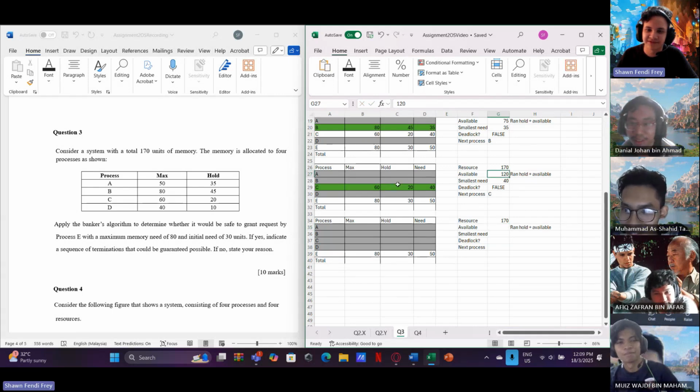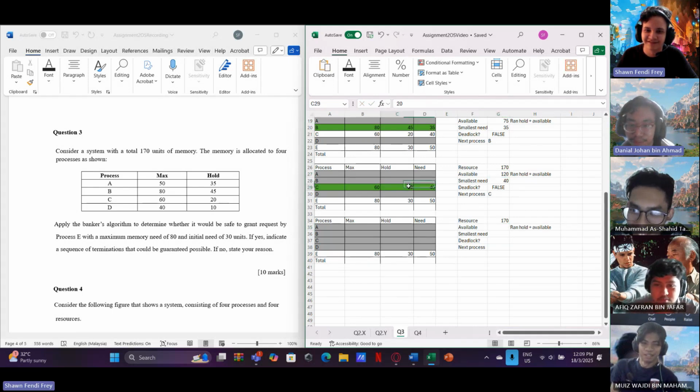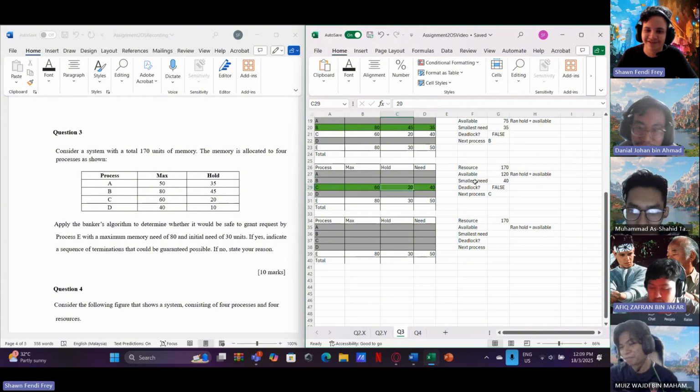Available plus hold. Guys, I suck at math. Oh, 170? 120, 140. Oh yeah, 140.